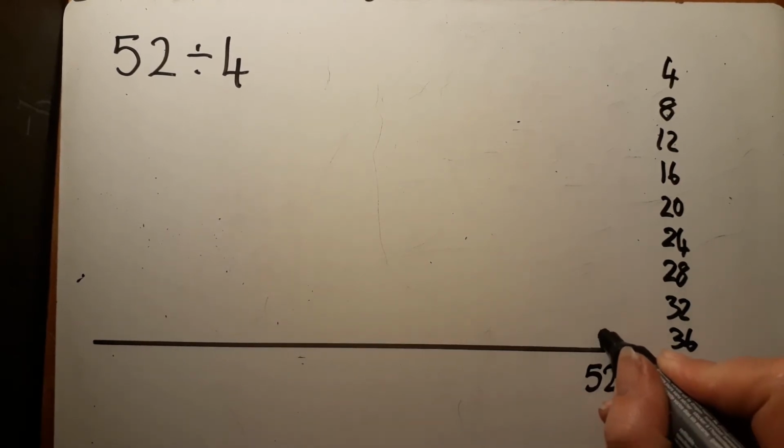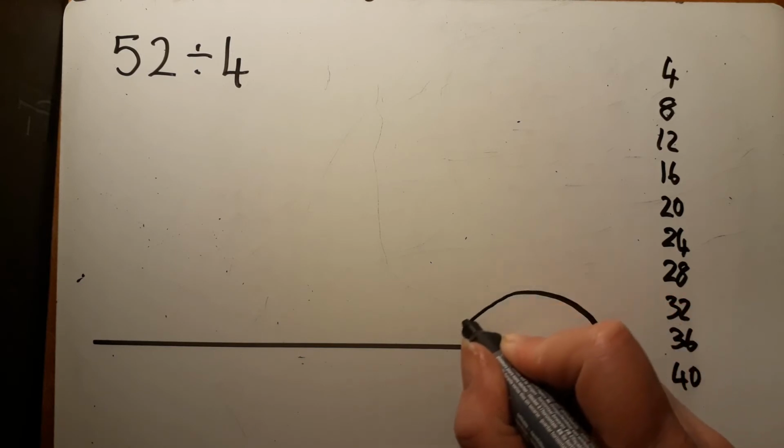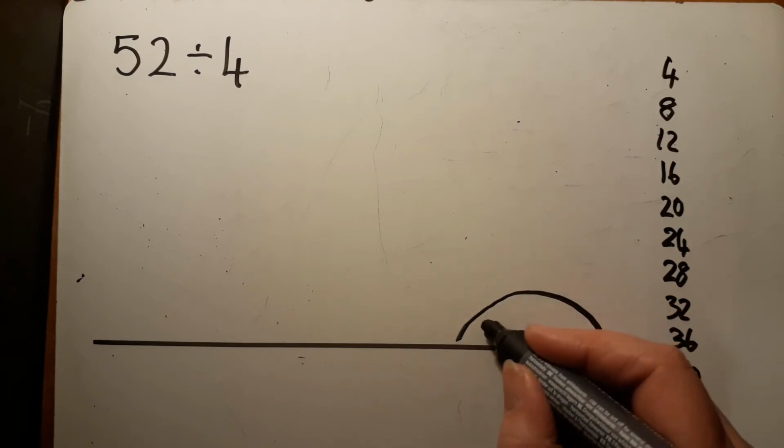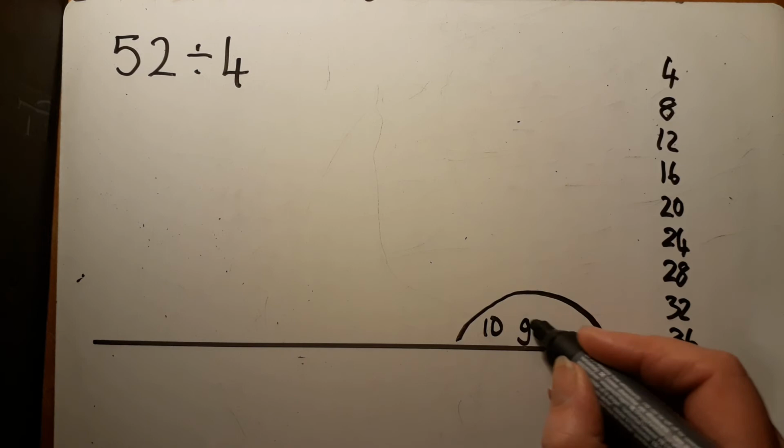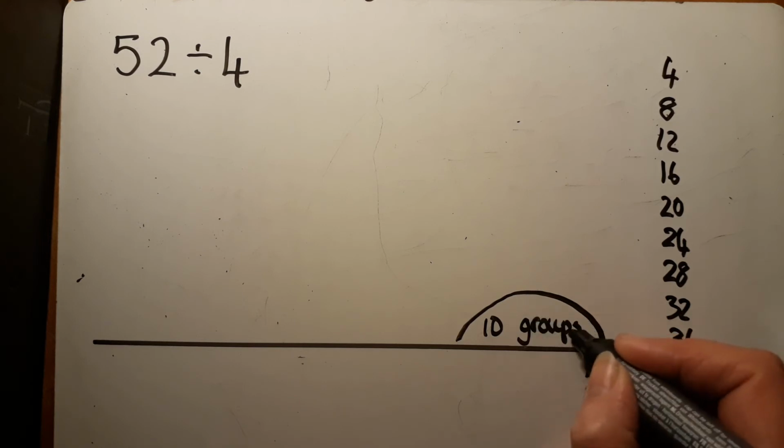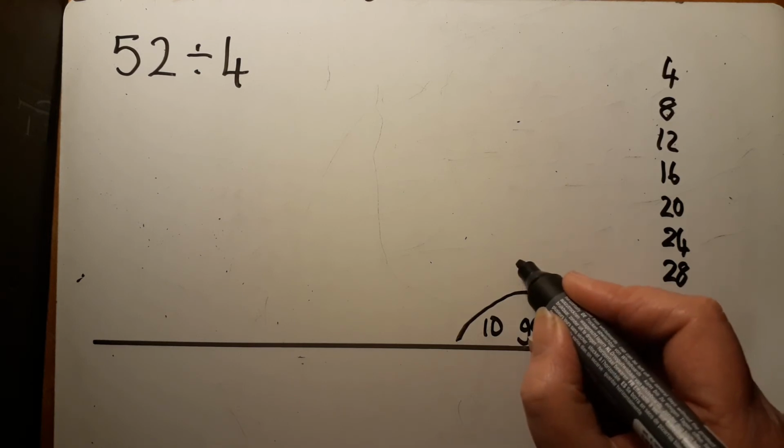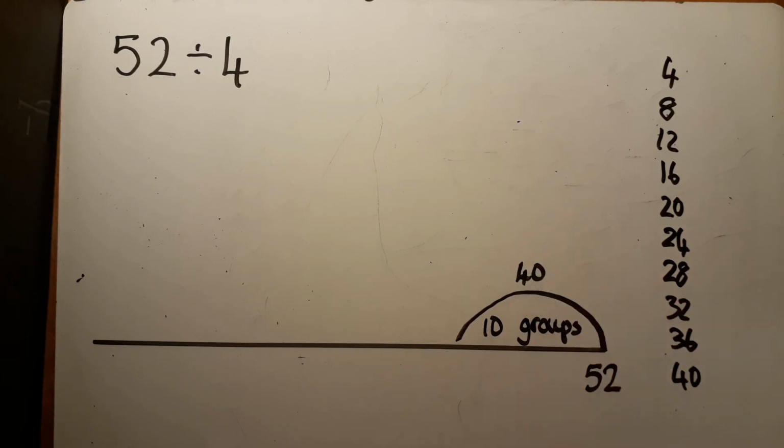Because it's bigger than we know in our times tables, we're going to start with 10 groups. Okay, and 10 groups of 4 this time is 40. So I'm going to subtract those 4 groups of 10 from our 52. So there's 5 10s there.